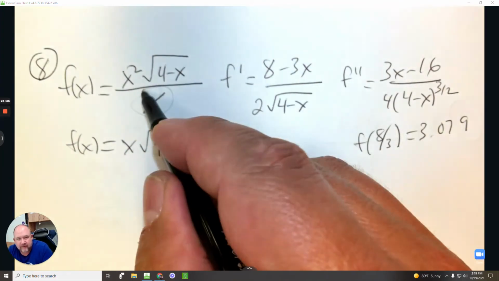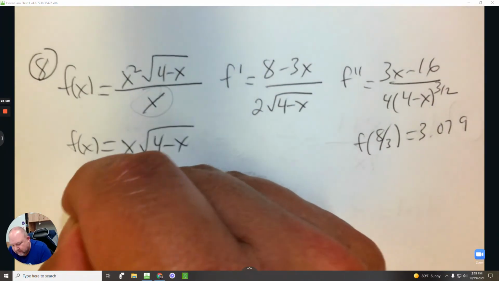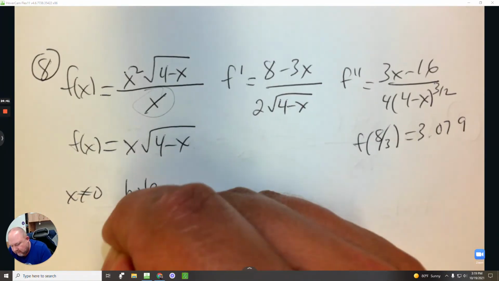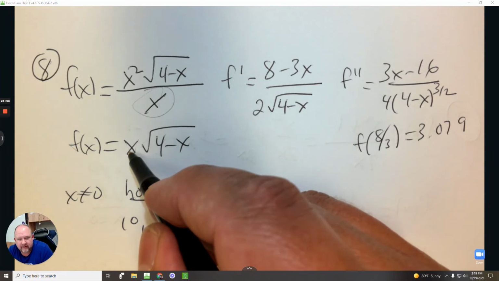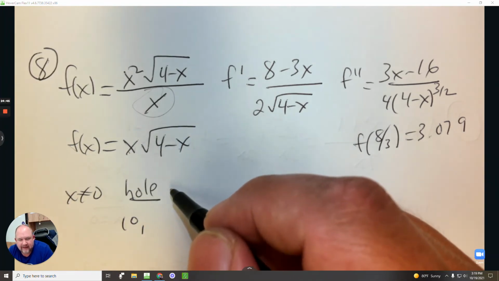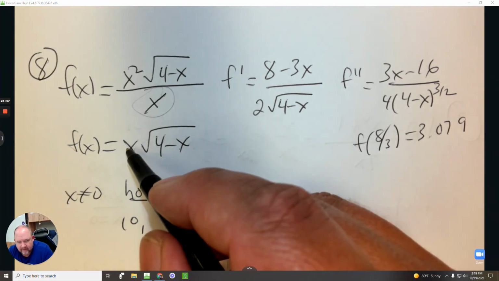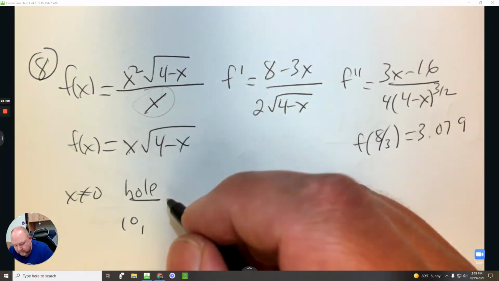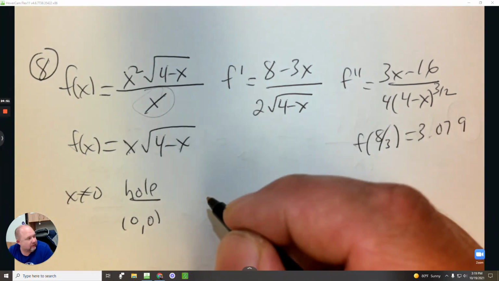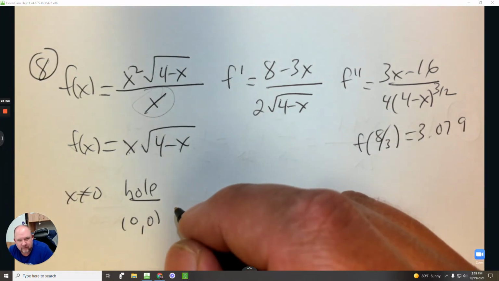So we remove this. X can't equal 0, and at 0 it creates a hole in the graph. If I plug in 0, I get 0 times the square root of 4, which is 0. So there's a hole at (0, 0).